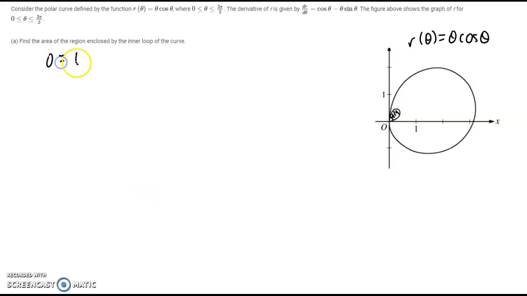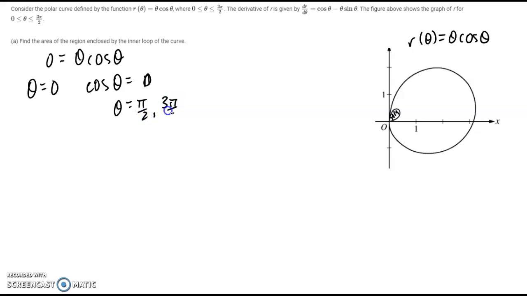Okay, so I always start by finding where my radius would be equal to 0. So that's at theta equal to 0. And where does the cosine equal 0? When theta is equal to pi over 2 or 3 pi over 2. All right, so I'm going to set up my table.